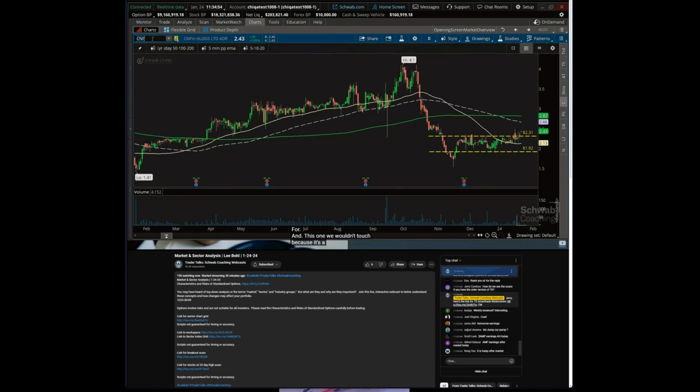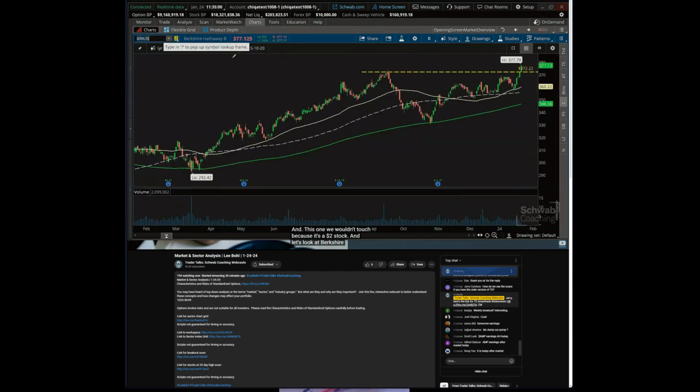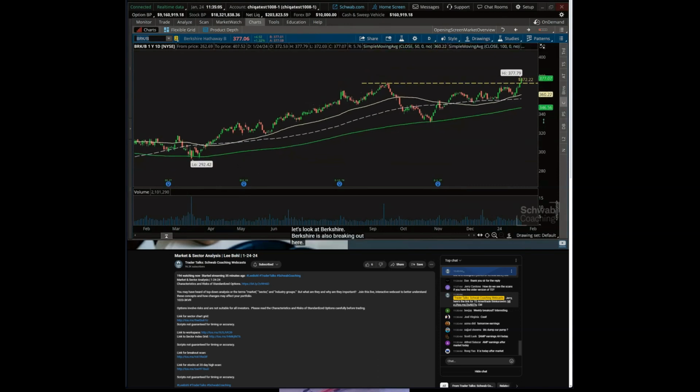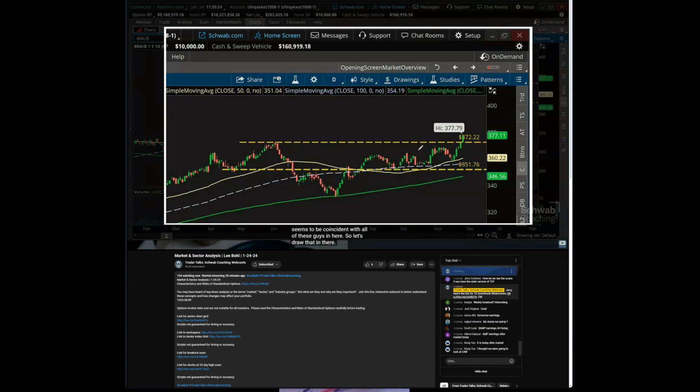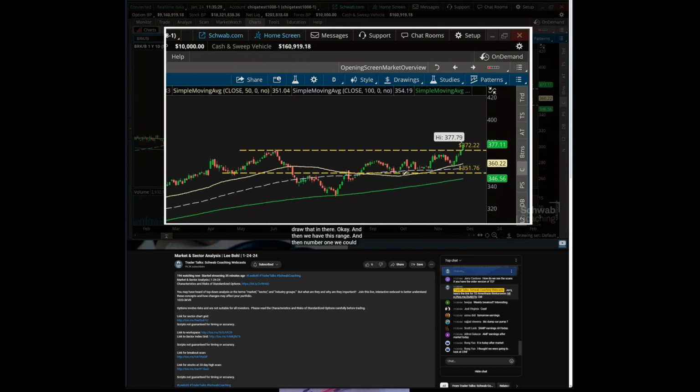And let's look at Berkshire. Berkshire is also breaking out here. Let's see if we can set some targets on that one. So I would say, and some technical traders might say, where is the bottom of the range here? You got this low, and it seems to be coincident with all of these in here. So let's draw that in there. And then we have this range, and then number one, we could extend the range, or we could do a Fibonacci on this one as well to set a target.